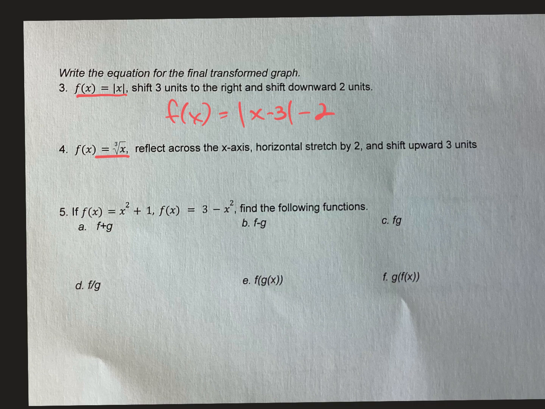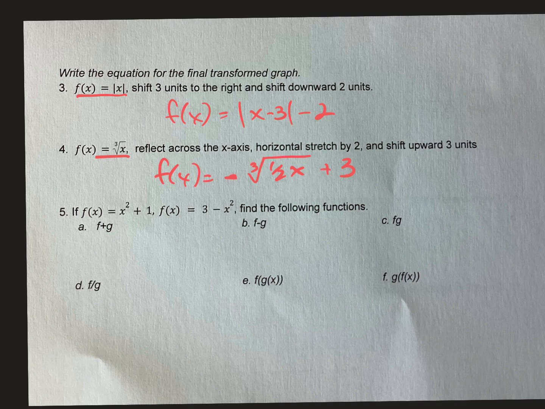This one, the same kind of problem, says reflect across the x-axis. Reflect across the x means there's a negative in the front. A horizontal stretch by 2 means there's a 2 multiplied inside. Actually, not a 2. It should be 1/2 because remember, it's stretched by the reciprocal. So it should be 1/2 x inside, then a plus 3 outside. That's the negative right there.